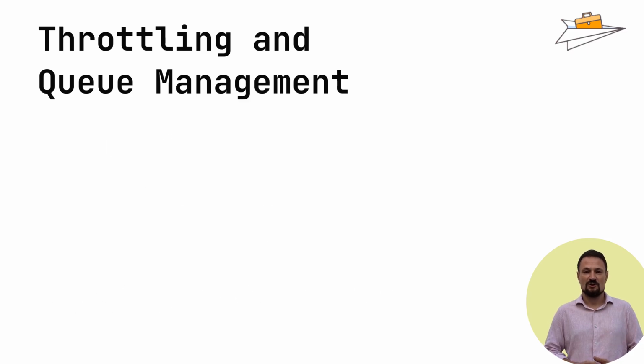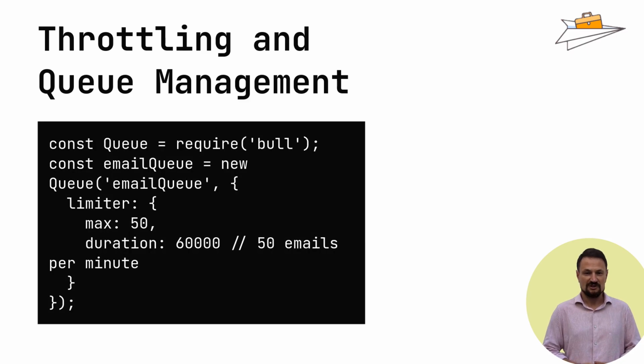Now, here is a code example with Bull. Each job sends one email. Bull takes care of spacing, retries, and logging. Great for high-volume email sending with Node.js.